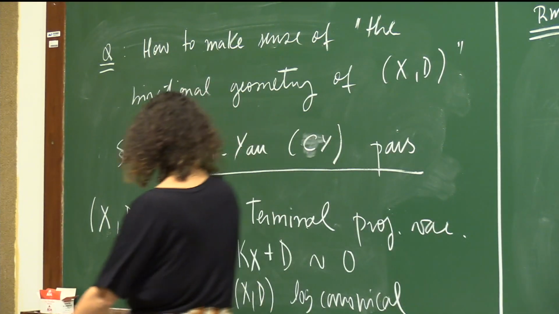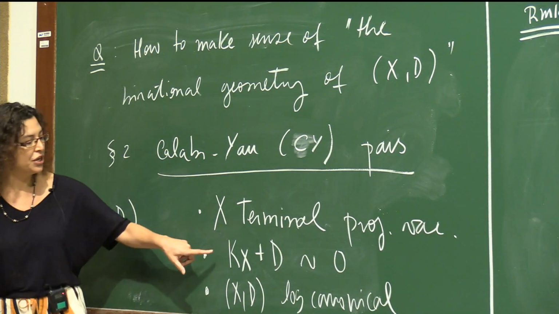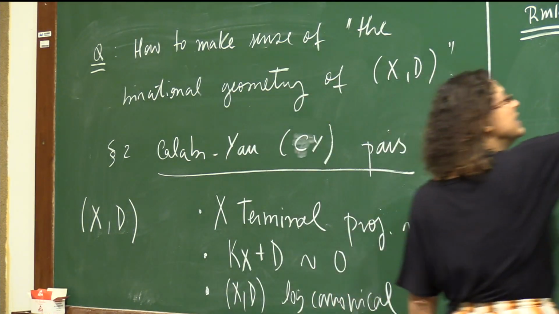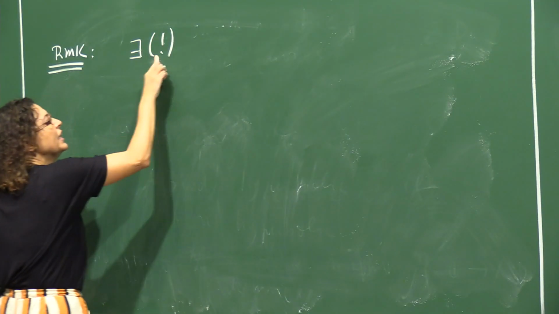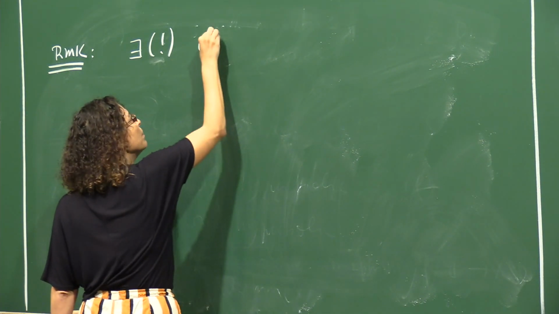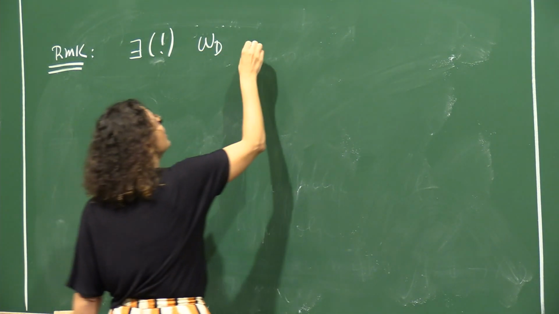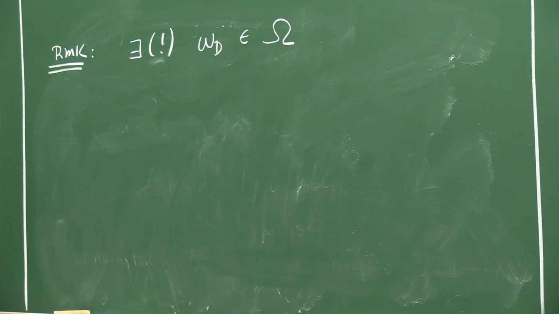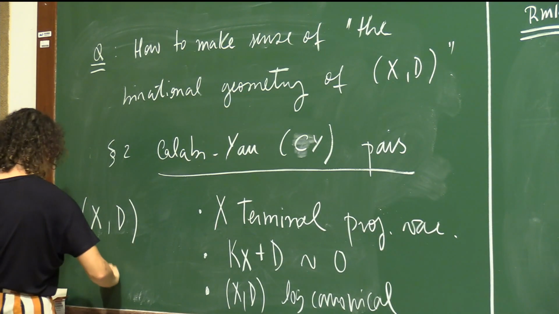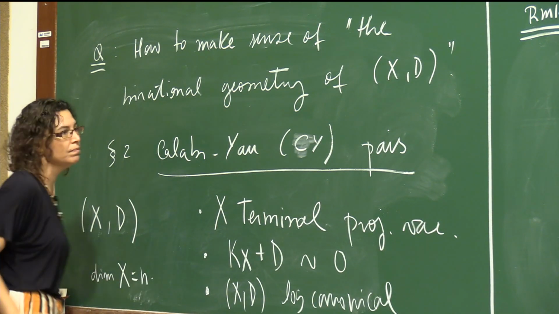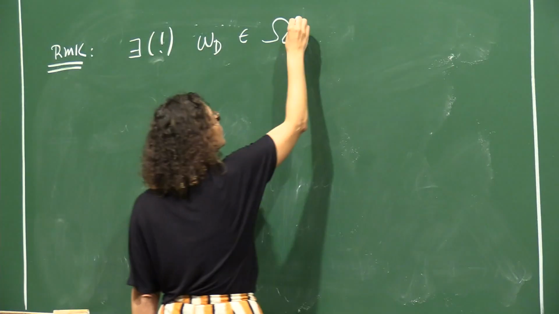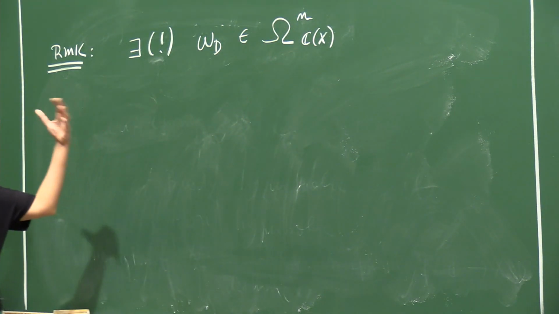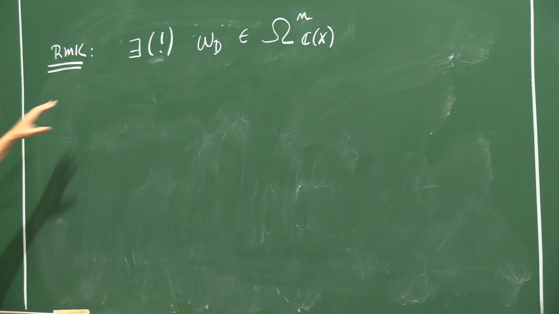So whenever you have a Calabi-Yau pair, this condition here is telling us that there is an essentially unique, up to scaling, volume form, omega_D. Let me fix the dimension to be n. So I will denote the space of rational, meromorphic volume forms on X in this way.